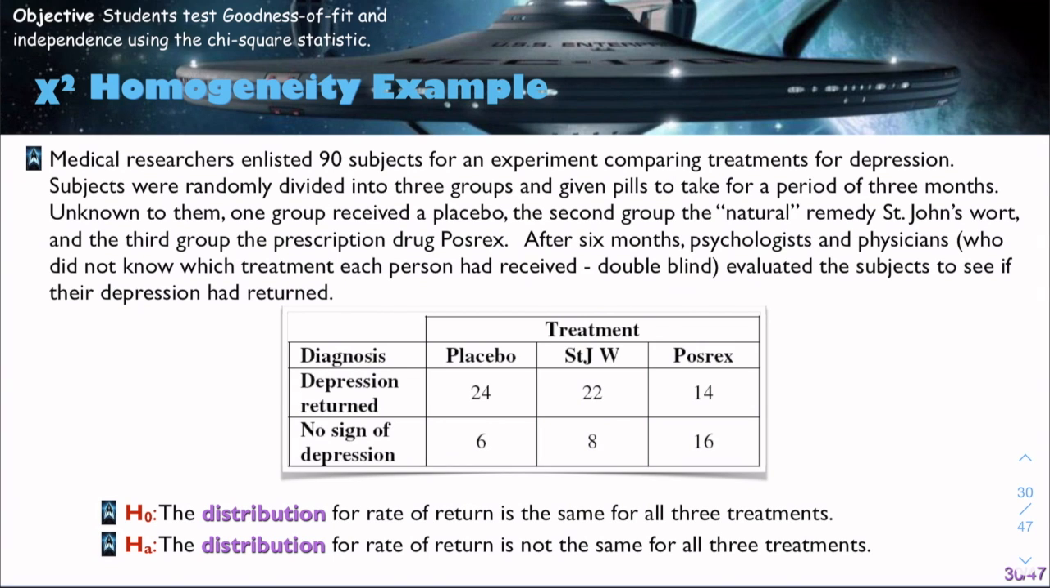As you can see from the table, we have a placebo, St. John's wort, and Posrex. What we want to determine is, with our null hypothesis, that the distribution of the rate of return is the same for all 3 treatments, with our alternative hypothesis being that the distribution for the rate of return is not the same for all 3 treatments. And notice the numbers: while it's 30 in each category, we don't get the same values in each. So how do we compare these? That's what a chi-squared homogeneity test does for us.